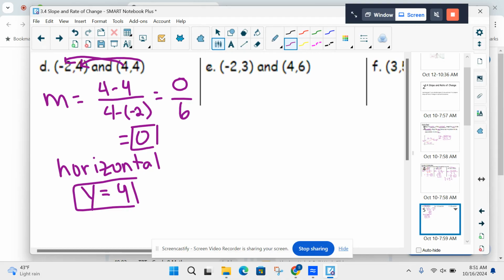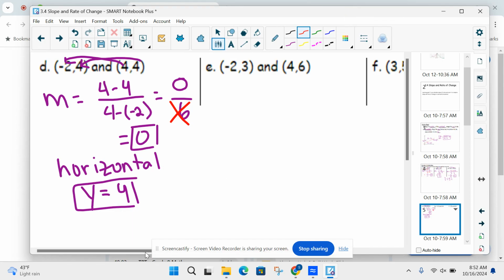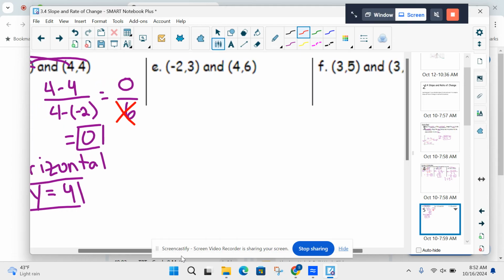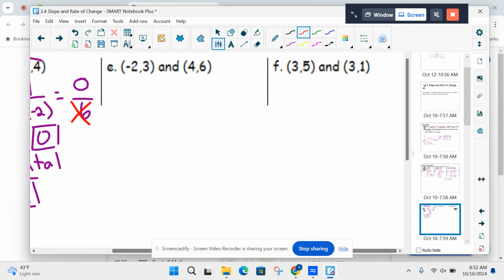So keep in mind also, some people try to use the 6, this number, to write the equation. That number doesn't have anything to do with the equation. It's the numbers that are in the coordinates. So whatever number is repeating, then you can tell that it's y equals or x equals that number. Okay, I'll give you a head start on part E and F. And if you get a horizontal or vertical line, then you can also write the equation.